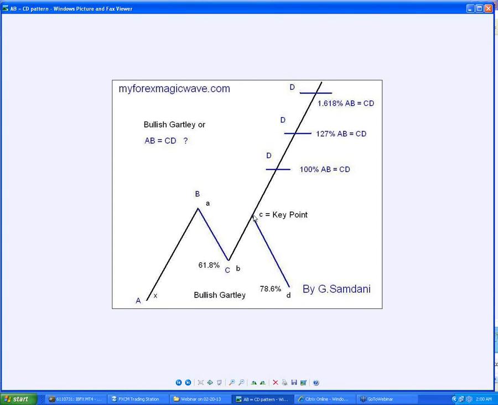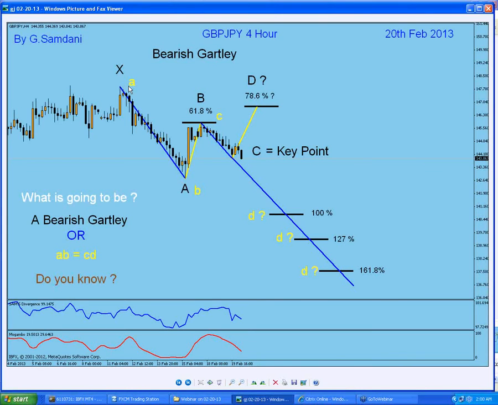Okay, so this point, this small c, is very, very important. And this is also what I teach in my webinar, how to pinpoint these points and watch them for a turn, and whichever way they go, we get in using our Magic Wave strategy. So I found a setup, and this is a picture that I took. If this is X, A, B, and then the C point is here, then we can go up for a point D for a bearish Gartley, or we can use the yellow count, A, B, C, D, where AB is equal to CD. Either way.